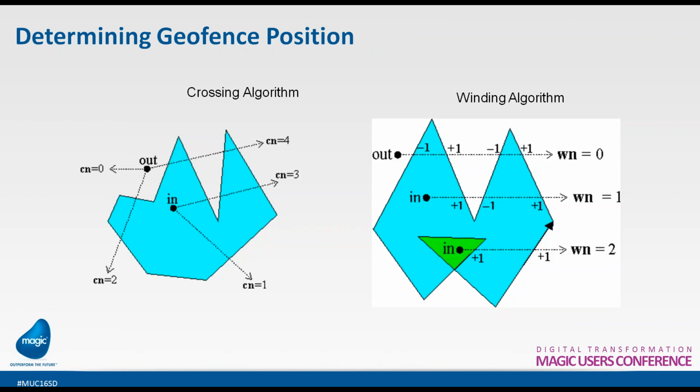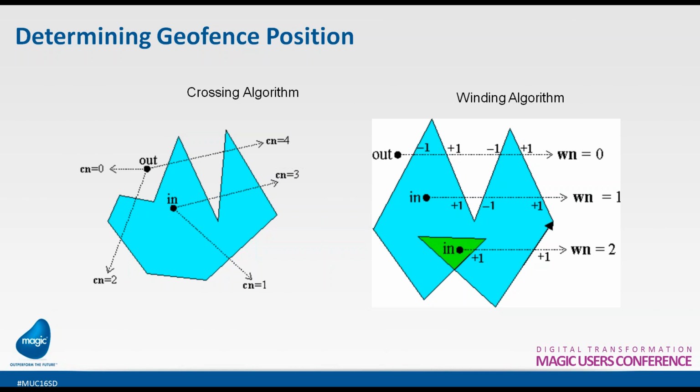The way that we're going to do that is there are two main algorithms when it comes to determining whether or not a point, or in this case a device, is within a polygonal geofence. There's the crossing algorithm and the winding algorithm. And the algorithm we're going to be working with today is the crossing algorithm.